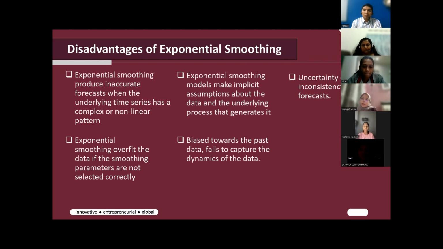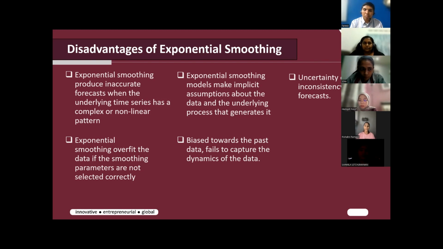For example, they assume the data is stationary, meaning the variance and autocorrelation do not change over time. They also assume that the data has no outliers, missing values, or structural breaks. However, the assumptions may not hold in many real-world scenarios.